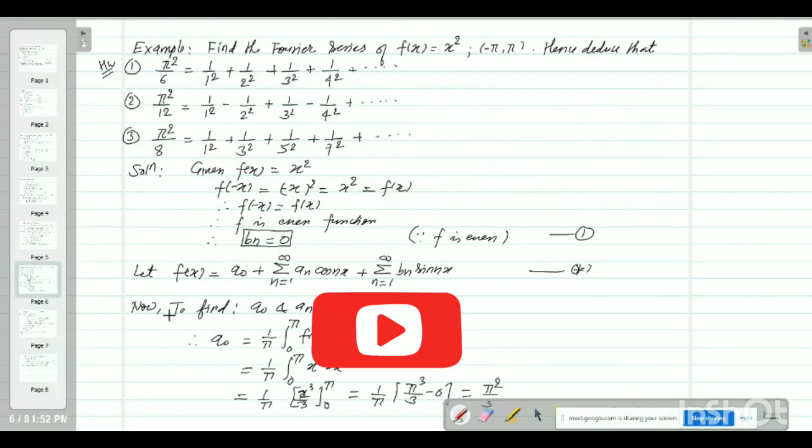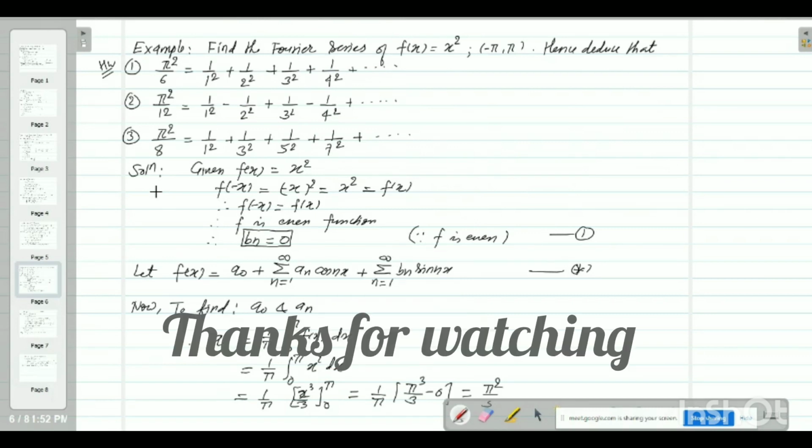Okay, so please do this problem at your home. These are very important problems, and you must do this problem at your home.